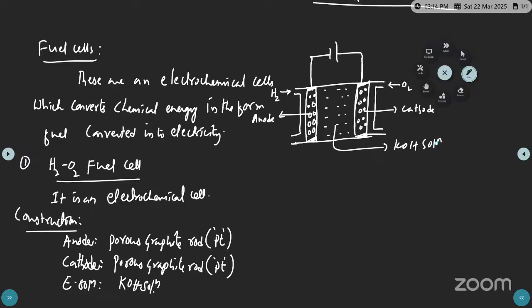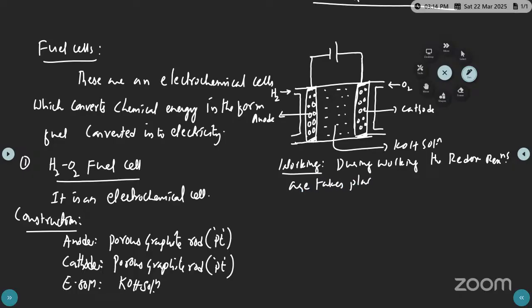And then working of the fuel cell. How it works? ఏం జరుగుతుంది డ్యూరింగ్ వర్కింగ్? ఇప్పటికీ ఇది 5th సెల్. During working, the redox reactions take place at the respective electrodes.